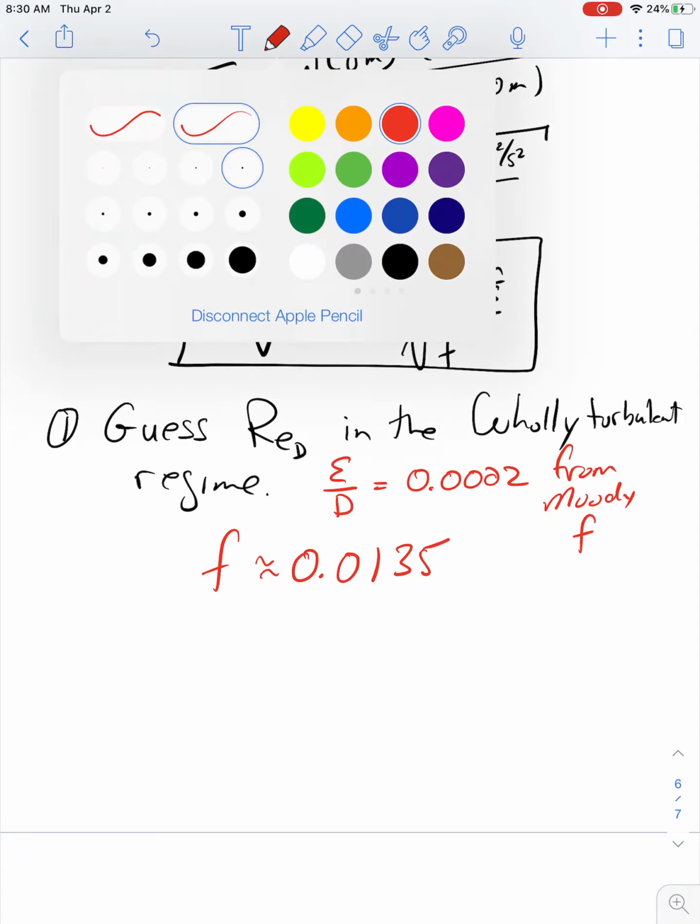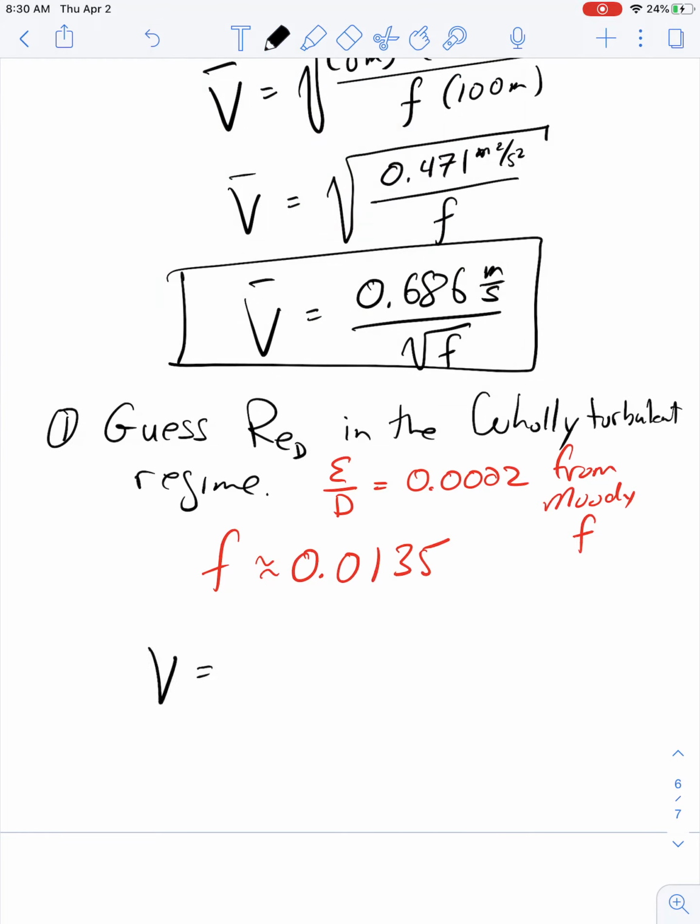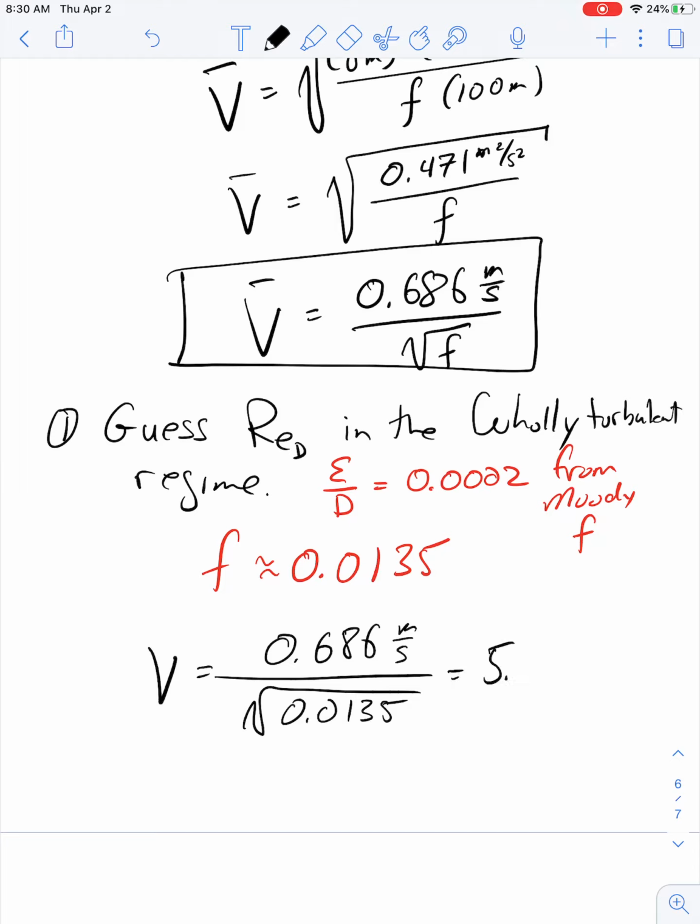So to compute the velocity, we just plug that into our equation, 0.686 meters per second divided by the square root of the 0.0135 that we had from the Moody diagram, and that is 5.9 meters per second that we get. All right, now what's our next step?